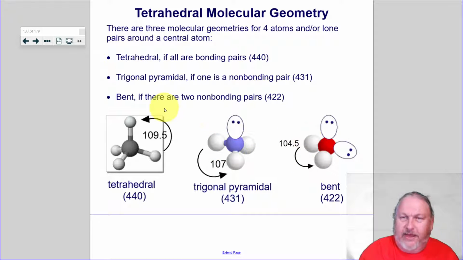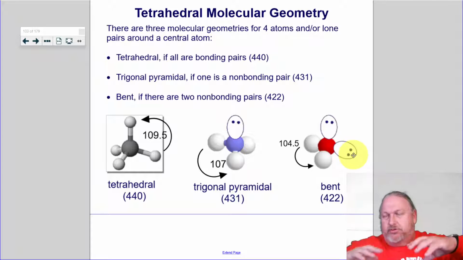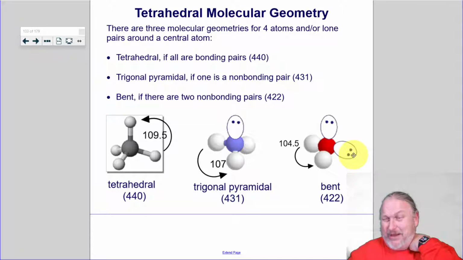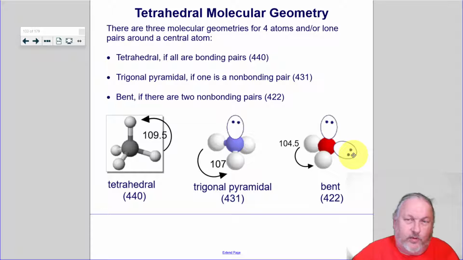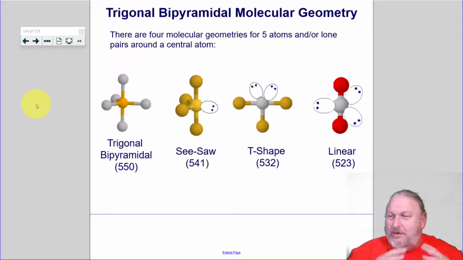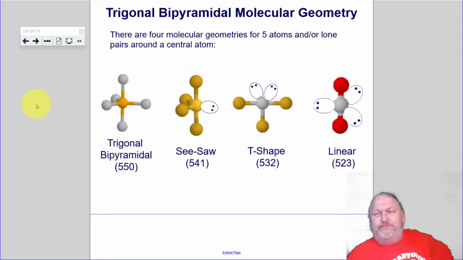Now, if we have two bonded domains and two lone pairs, those two lone pairs are going to push a little further, and it's going to really shrink that angle between the two atoms to where it's 104.5. Looks a whole lot like, what's that, dihydrogen monoxide? That's why water has the shape it does.